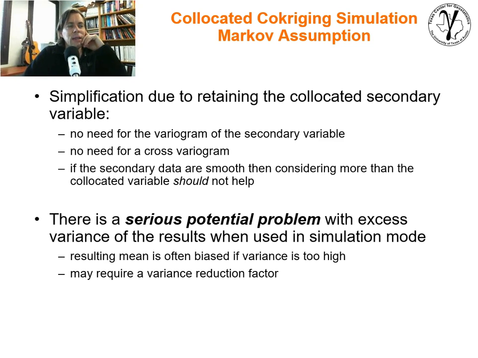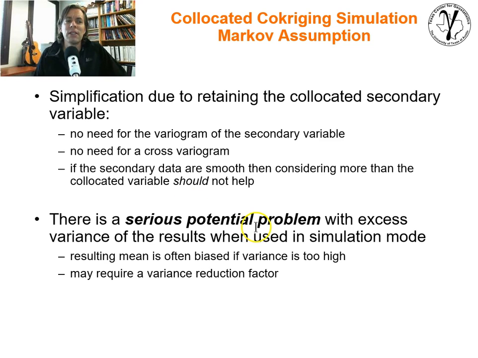So, once again, the power of this approach is retaining only the collocated secondary data. There's no need for a variogram of the secondary variable. We don't need the variogram between secondary data and secondary data. No need for the cross variogram. We're going to just update it using the correlation coefficient. If the secondary data are smooth, then considering more collocated variables should not even help anyway. So this method should work pretty well.